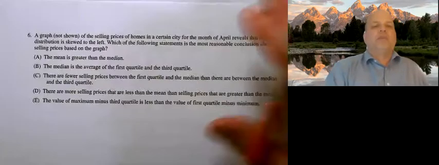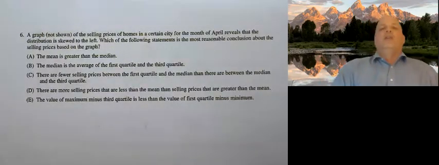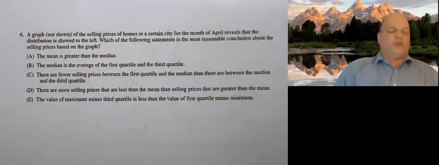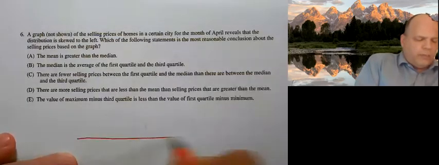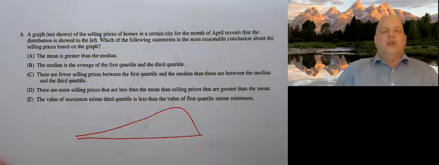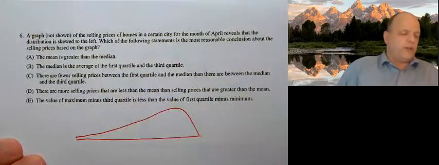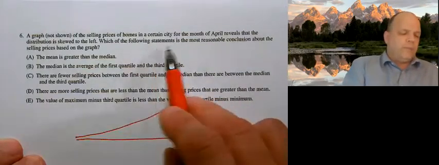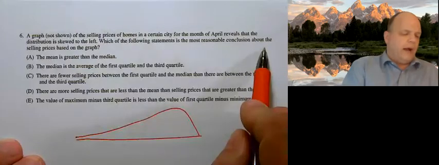All right, number 6. A graph, not shown, of the selling prices of homes in a certain city for the month of April reveals that the distribution is skewed to the left. So as a reminder, skewed to the left is going to look something like this. Not a very good look, but it has been stretched to the left. They say skewed to the left, so stretched to the left.